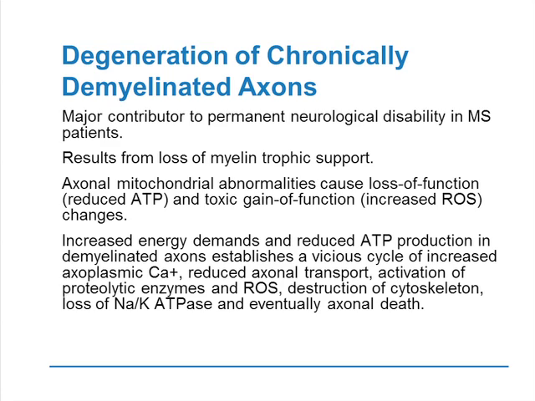And we believe that axonal mitochondrial abnormalities cause loss of function, which is reduced ATP or energy production, and toxic gain of function, which is increased reactive oxygen species within the axons. So overall, when you demyelinate an axon, it increases the energy demands for nerve conduction, but the demyelination results in reduced ATP production, and that establishes a vicious cycle of increased axoplasmic calcium, reduced axonal transport, activation of proteolytic enzymes, and reactive oxygen species, destruction of cytoskeleton, loss of sodium, potassium ATPase, and eventually axonal death.